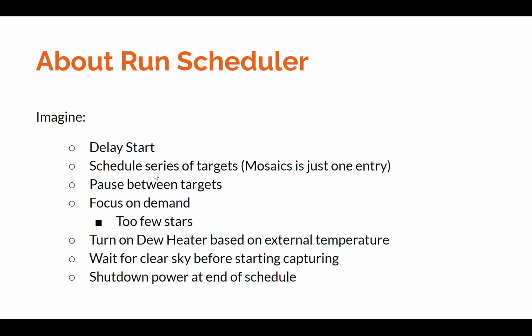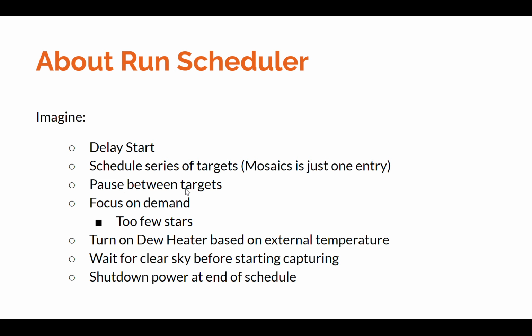I can schedule a series of targets. Remember, a mosaic is simply one entry. A mosaic is simply a target, but then I set panel parameters, how many panels and how far apart. But again, that's one entry. So what that means is I can set different targets in sequence, and that's my schedule.